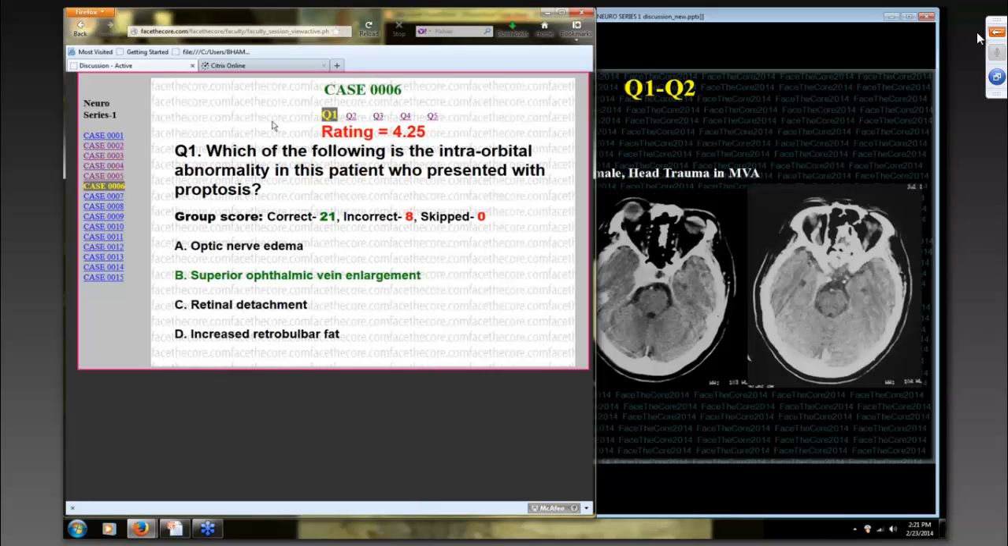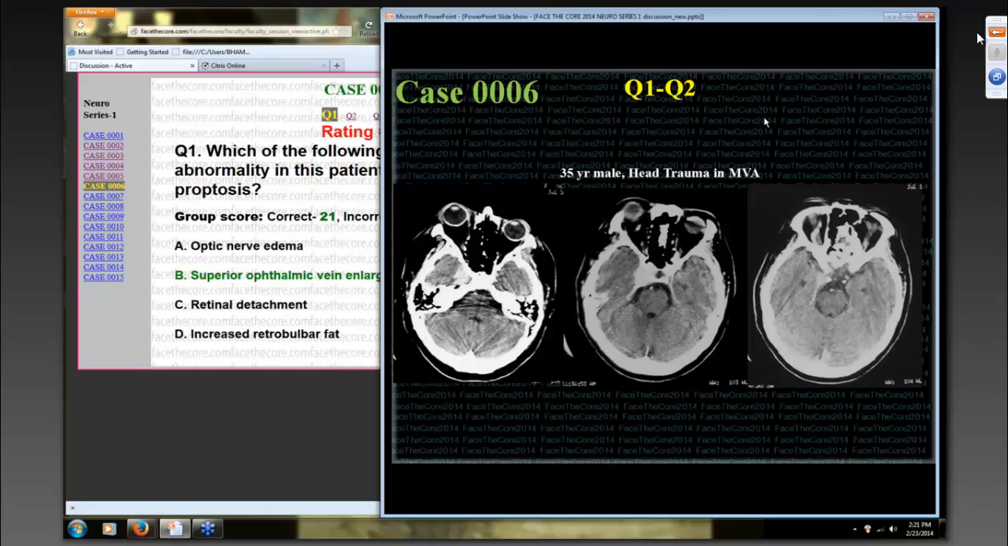This is the first question as to which of the following is the intraorbital abnormality. What is the most important abnormality in a patient who has presented with proptosis? There is a right-sided proptosis, and in this image you can see a very dilated large vessel going superior to the optic nerve from medial to lateral. This is the superior ophthalmic vein, and the location and also the morphology of that structure tell us that this is a superior ophthalmic vein.